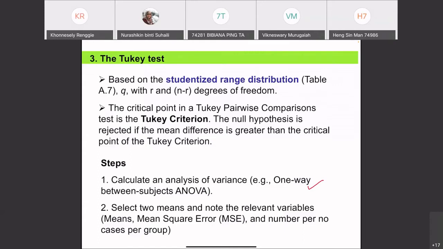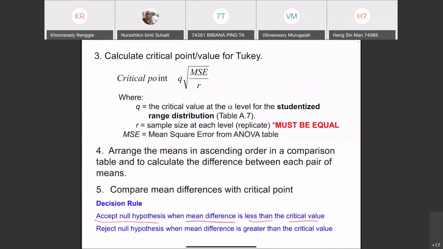I just go through the steps again. You will start somewhere here in the second step, whereby you have to calculate the critical point for Tukey. This is the formula for the critical point, the whole thing here. You have to identify what is Q. Q is the critical value at the alpha level for the studentized range distribution. For Tukey test, you have to refer to a table called the studentized range distribution table. It will be given in the exam, but you have to know this table is for Tukey test.